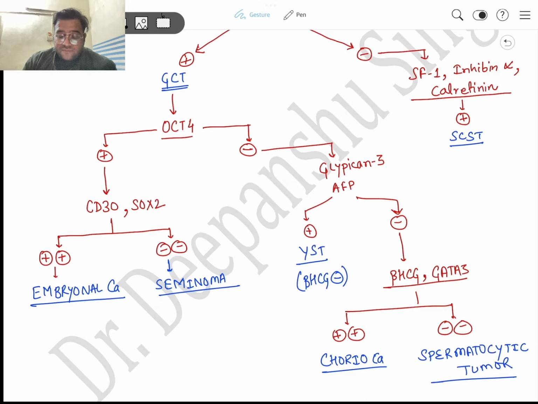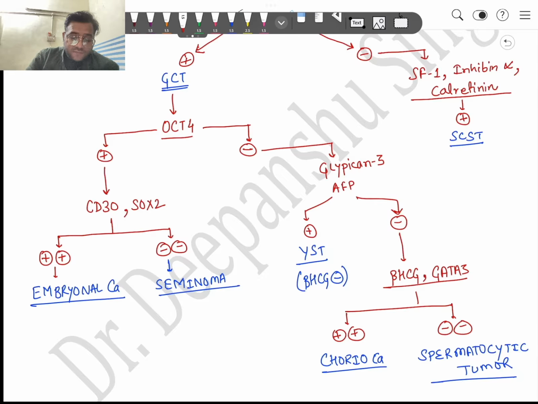And if glypican-3 and AFP are negative, then you look for beta HCG and GATA3. If they are positive, it is a choriocarcinoma: beta HCG positive and GATA3 positive. If both are negative, then it is a spermatocytic tumor. Another important difference, also given in Robbins, is here.